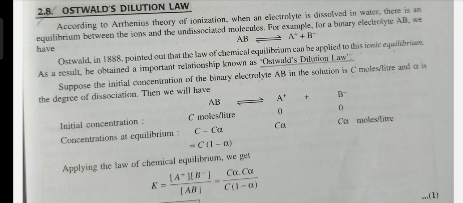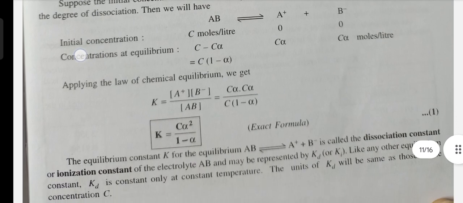Suppose the initial concentration of binary electrolyte AB in the solution is C mole per liter and alpha is the degree of dissociation. Then initial concentrations: AB is C mole per liter, A+ is 0, B- is 0. Concentrations at equilibrium: AB is C minus C alpha, A+ is C alpha, B- is C alpha. Applying the law of chemical equilibrium, K equals C alpha square upon 1 minus alpha.